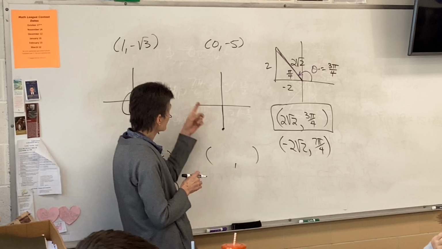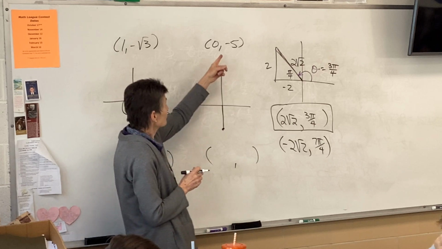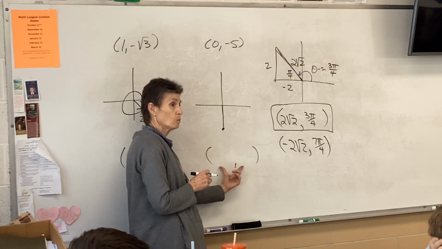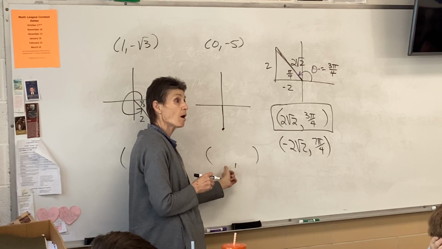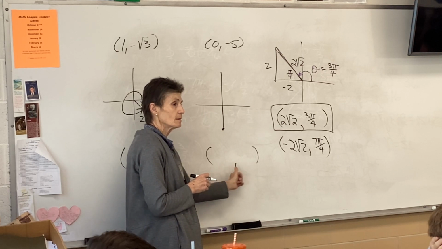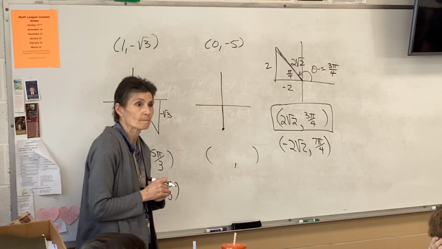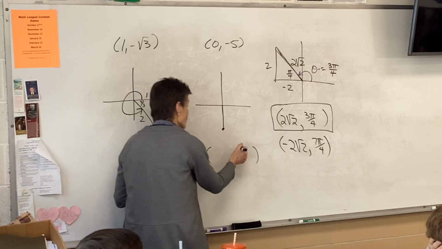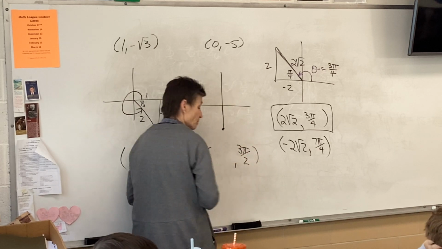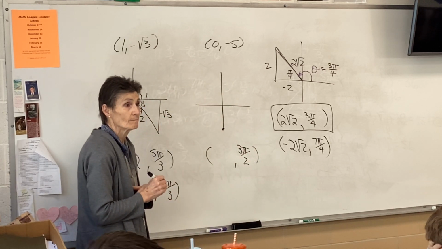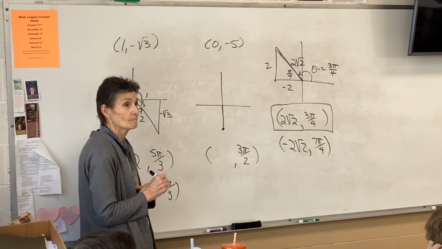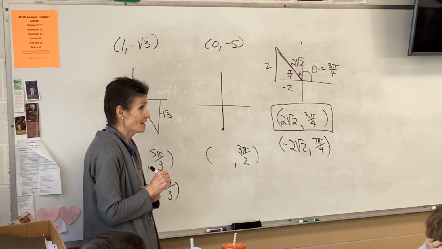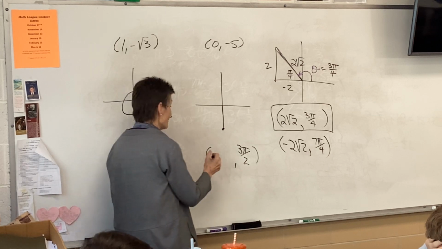All right, anybody get this one done? Here's our rectangular pair, straight down. What would be the coordinates here? Remember, you need an r and a theta. What do you think? 3 pi over 2 is my theta. What did you put in there for r? Is it negative 5? It's not negative 5, it's 5.